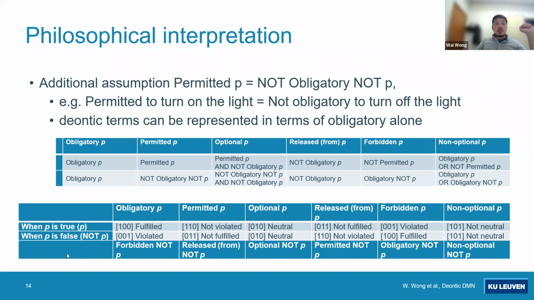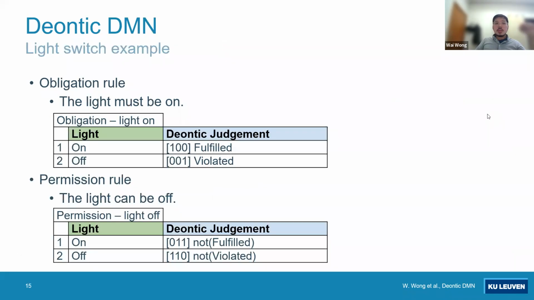So at the end, for example, you say you have an obligation to join the meeting. When you do join the meeting, you fulfill this obligation. But if you do not join the meeting, then you are violating your obligation. So this is an additional assumption with this interpretation. With this, we are coming back to DMN, with all the philosophical relationships we have now defined.